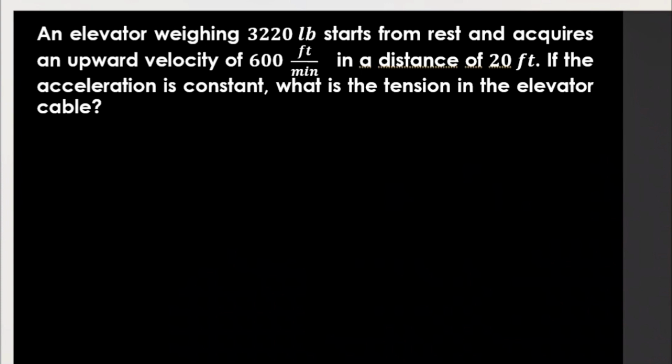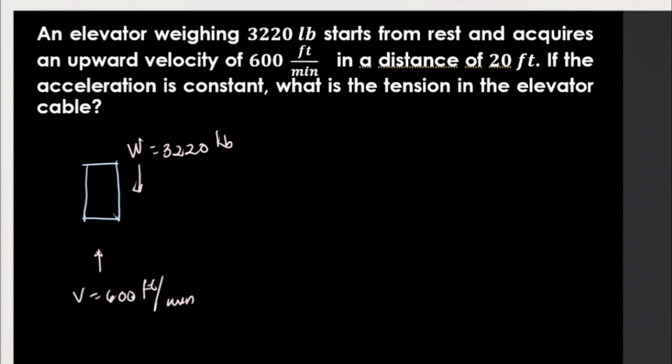First things first, let's have our free body diagram. Let's say this is the elevator. It is stated in the problem that it is weighing 3,220 pounds, so our weight of the elevator is 3,220 pounds. It starts from rest and has an upward velocity, so it goes upward. We have this velocity that's equal to 600 feet per minute. Starting from rest, this is the final velocity, so the initial velocity is 0.